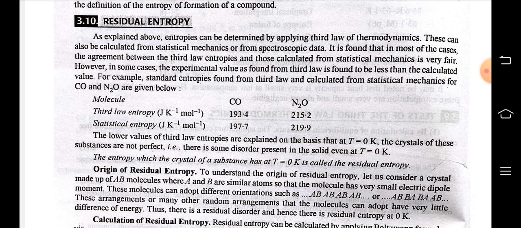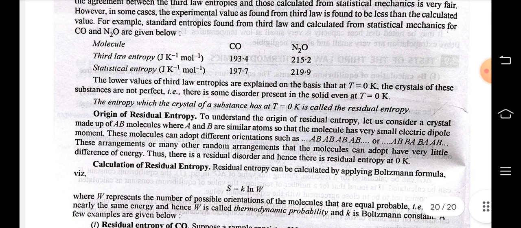Residual entropy. The entropy which the crystals of a substance have at T equal to 0 Kelvin is called the residual entropy. Origins of residual entropy: to understand the origin of residual entropy, let us consider a crystal made up of AB molecules, where A and B are similar atoms so that the molecule has a very small electric dipole moment. These molecules can adopt different orientations such as AB, BA, and many other random arrangements with very little difference of energy. There is residual disorder, hence there is residual entropy at 0 Kelvin.